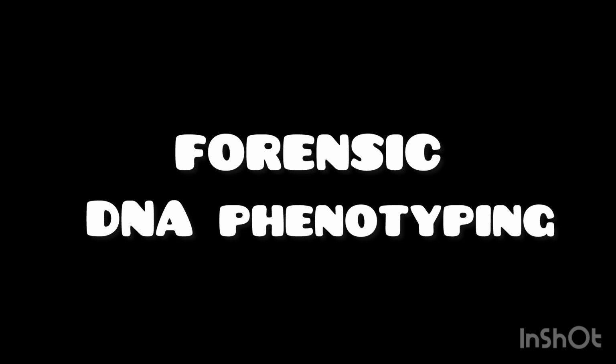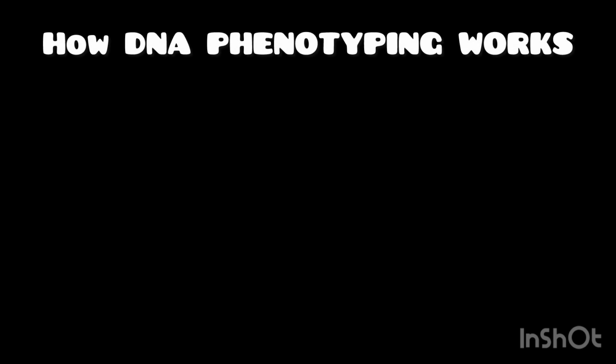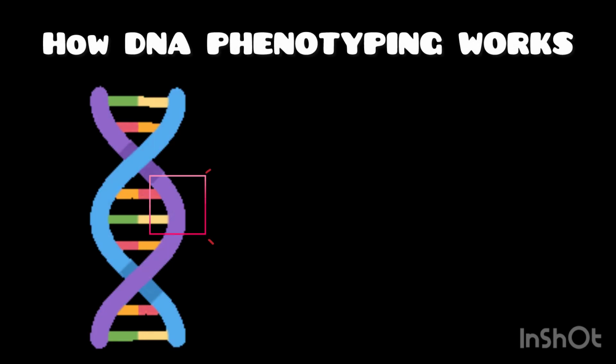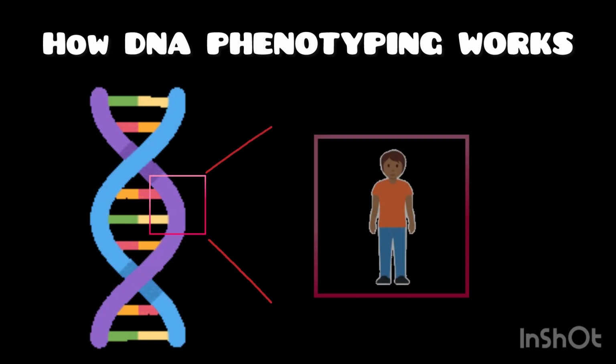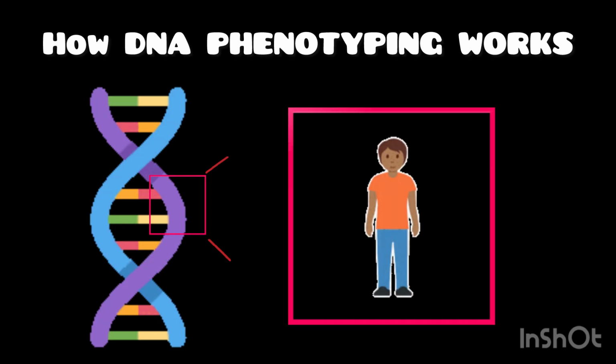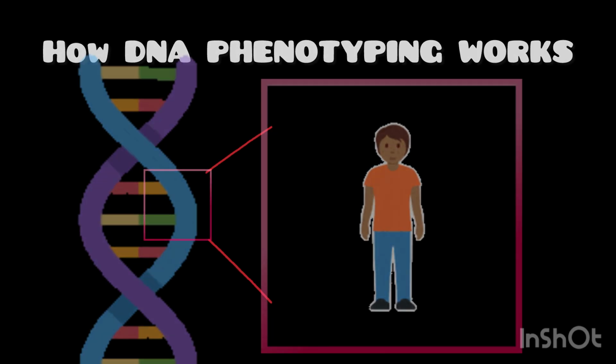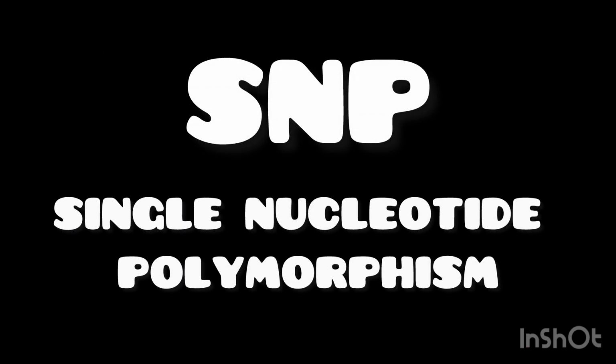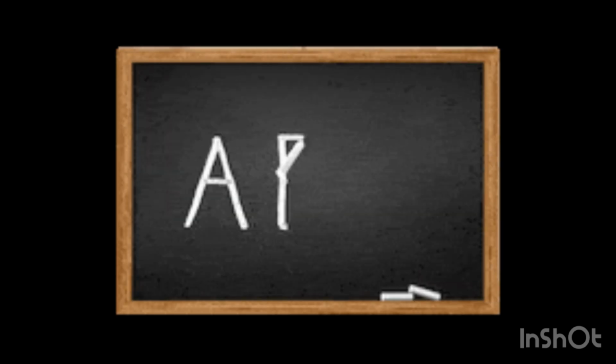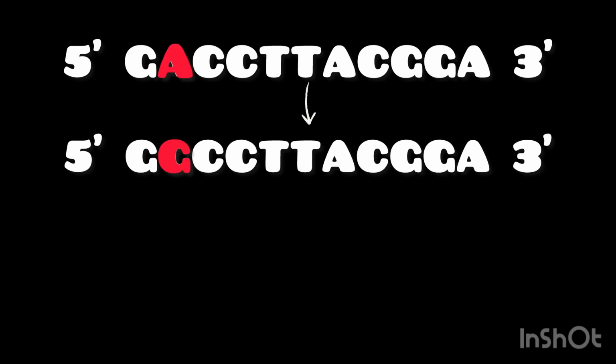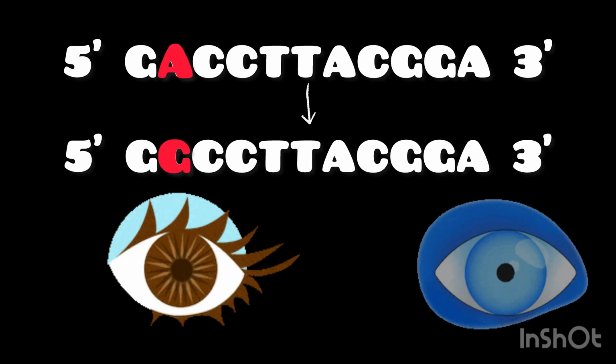So what short tandem repeats lack in reach, DNA phenotyping flips the script. Instead of matching the DNA, what if we can take a portion of DNA segments and find out what a person looks like with appearance traits? That'll be pretty helpful. DNA phenotyping does just that with tiny DNA variations called SNPs, or single nucleotide polymorphisms. Think of these SNPs as genetic spelling mistakes. Accidentally replacing an A with a G can be the difference between having brown or blue eyes.